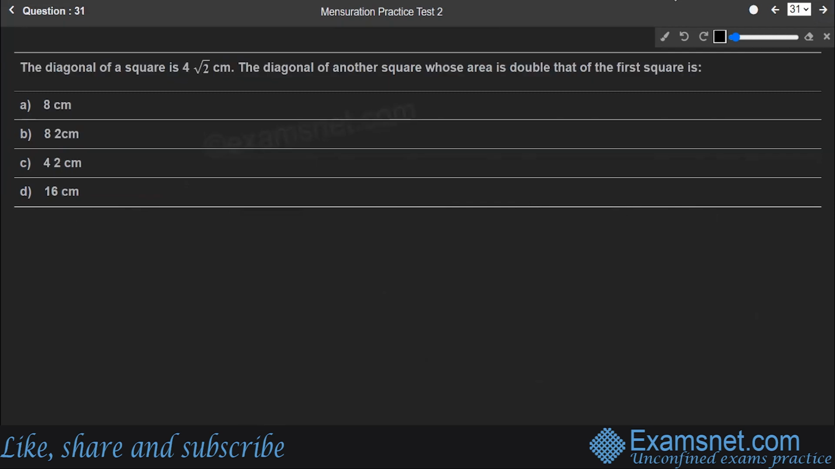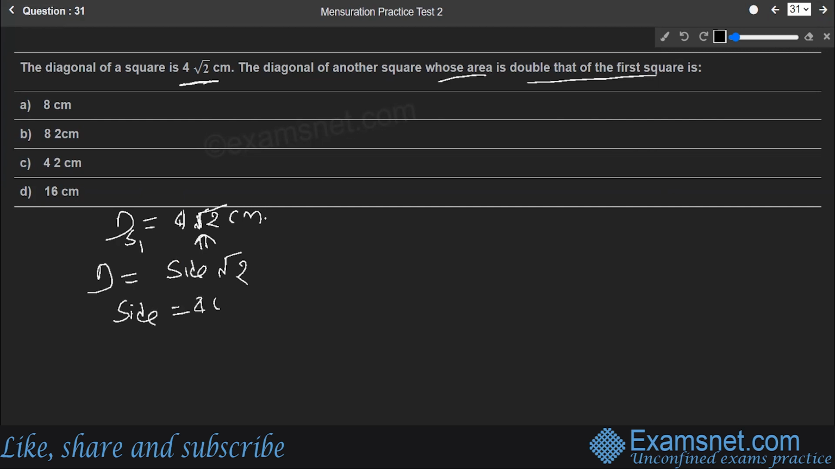Now it says diagonal of a square is 4 root 2 centimeter. The diagonal of another square whose area is double that of the first square is. So clearly the diagonal of square 1 is given to us as 4 root 2 centimeters. So let us try to find out the side of this particular square so that we can find out the area, and then we can find the area of the other square. The formula for diagonal of a square is always side root 2, and the side root 2 value is nothing but 4 root 2. So clearly we can say the side value is 4 centimeter.